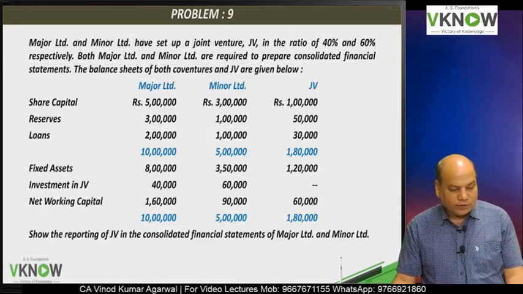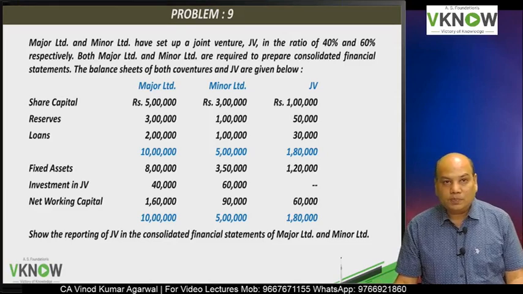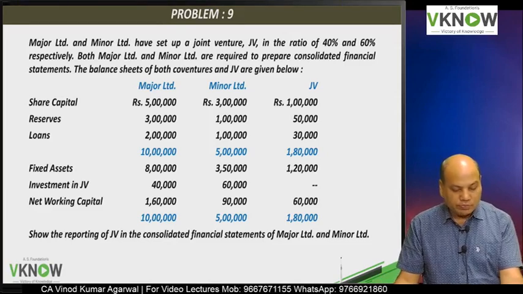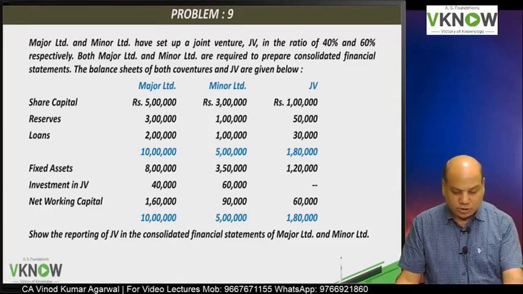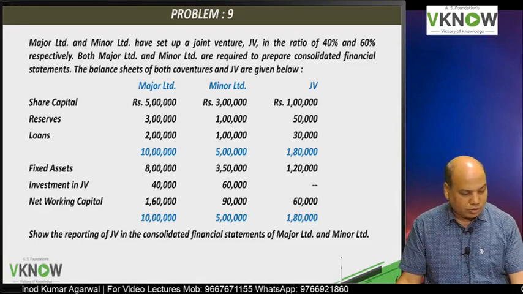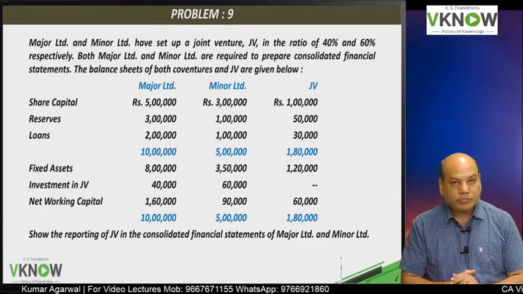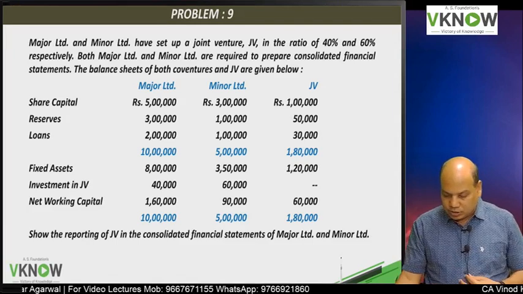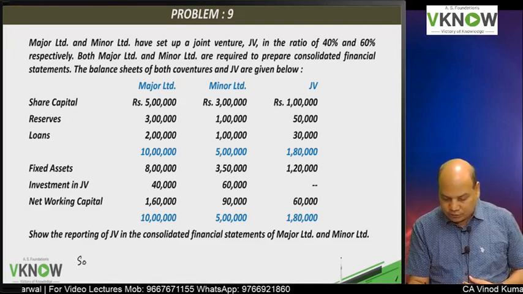So let us solve first one question on proportionate consolidation method. You will find this question number 9 in your book after 2 or 3 or 4 pages. So all of you please come to question number 9. Source, write down reference book.